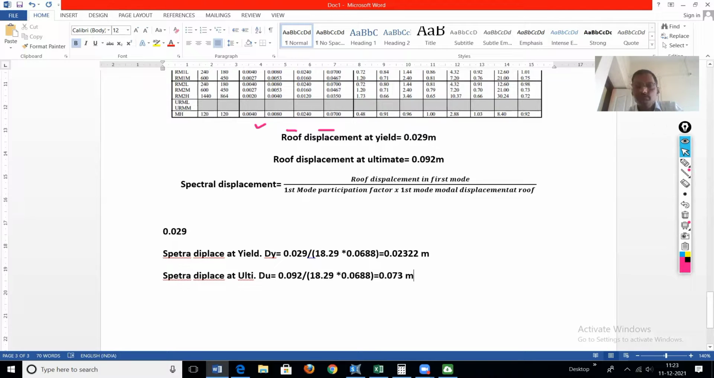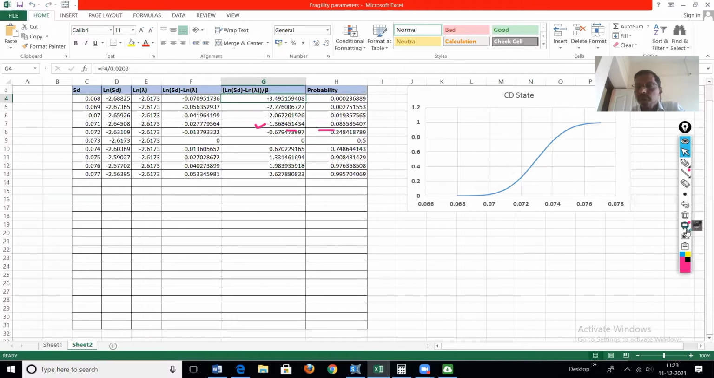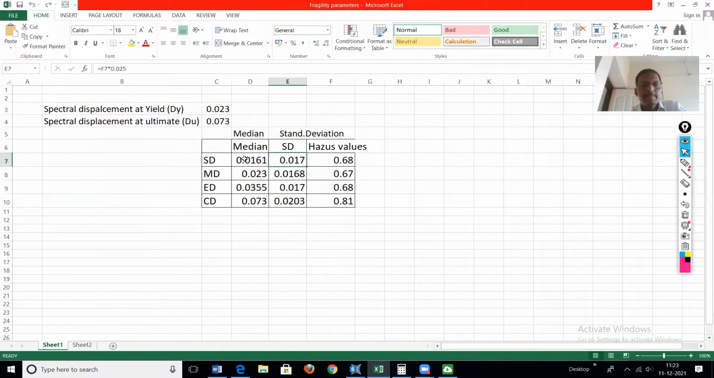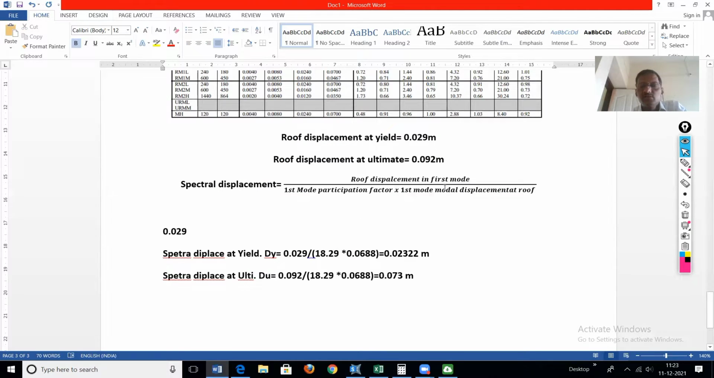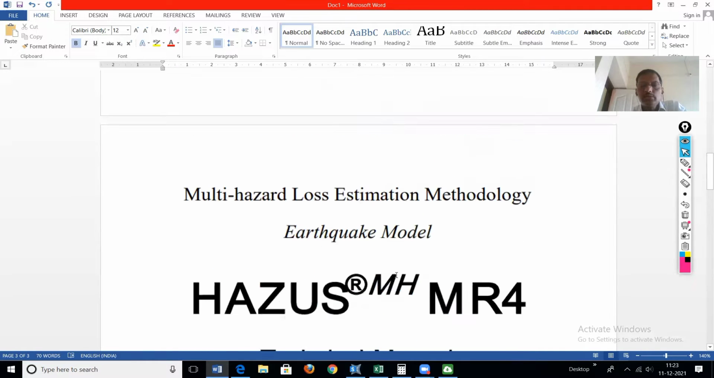Now we will enter into the Excel sheet. See, so this is the first value. The spectral displacement at yield point is 0.023, and the spectral displacement at ultimate is 0.073. Then we'll go to the next one.